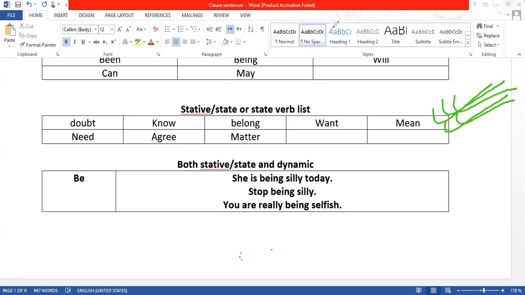Otherwise, it works as a dynamic verb. Remember, it is an action. For example, when you say I agree, you are doing something. It looks like an action verb, but the reason we include it in state verbs is because we do not use it in a continuous form or in a continuous tense. That is why we cannot use it.